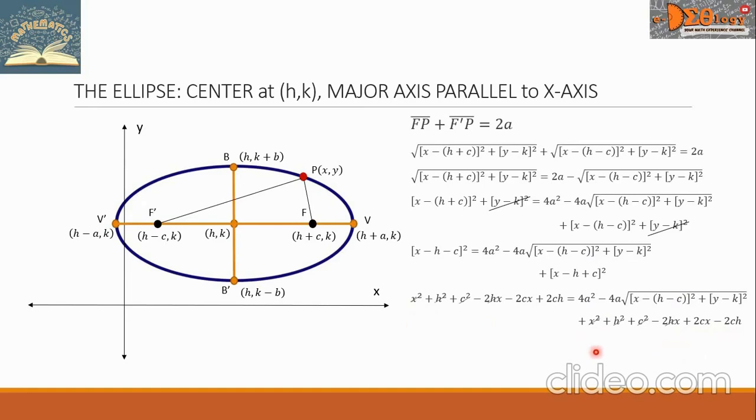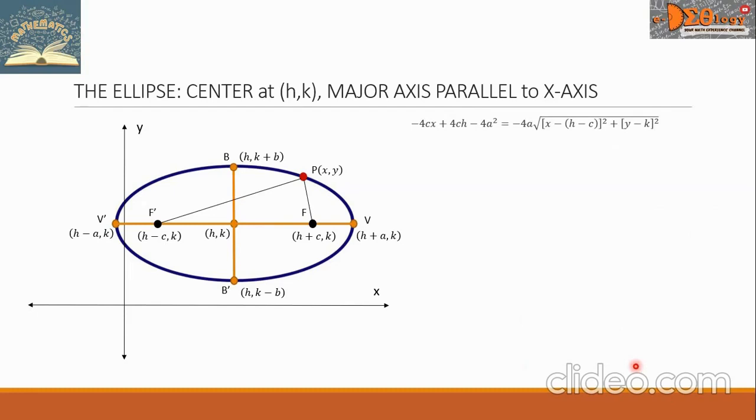In the next step, we're going to isolate this big radical on the right side. It means all other terms will be transposed on the left side. Some terms will be combined together. So we have now this equation. Now let us divide the whole equation by 4. So the resulting equation is now like this.